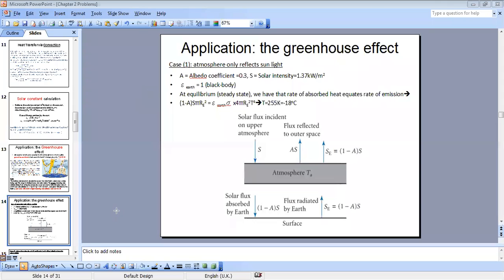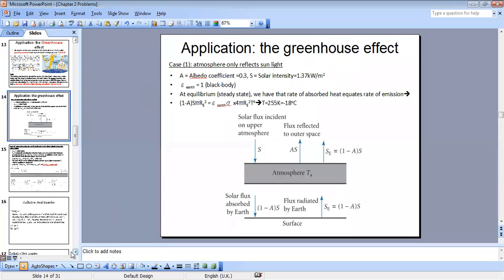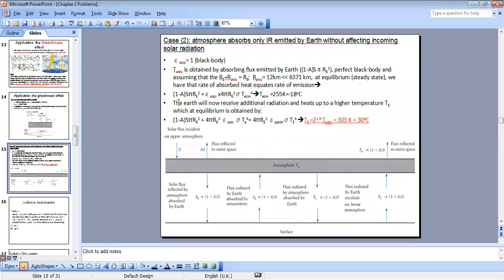Now we will consider the second case. So in the second case, what is happening? They told us that at the first step, we have the same procedure. So we have a flux S that is hitting the atmosphere. One part will be reflected, which is also 0.3, and one part will be transmitted. So until now, there is no difference between this problem and the previous one.